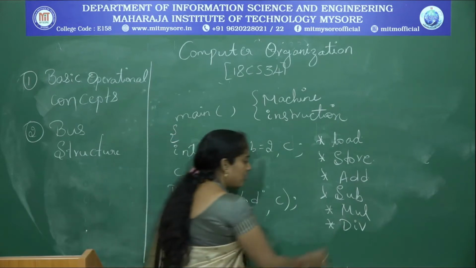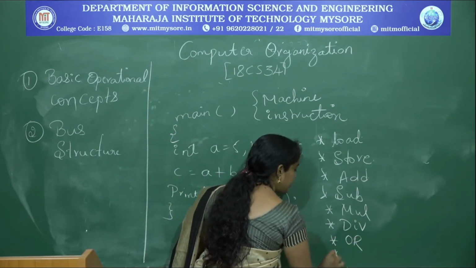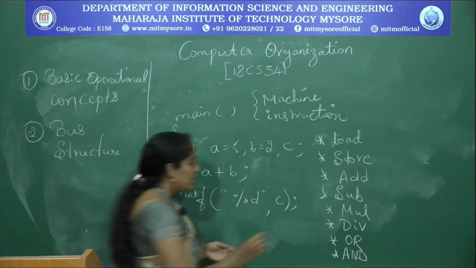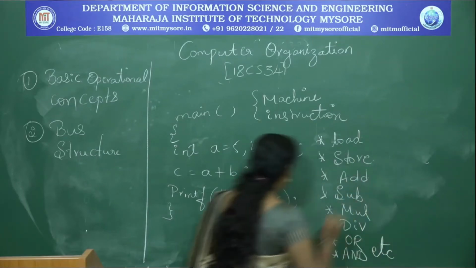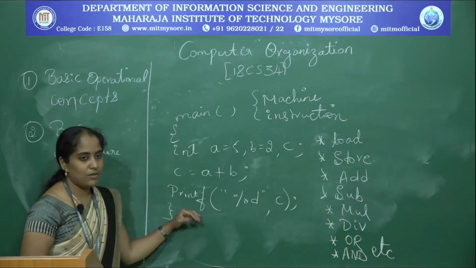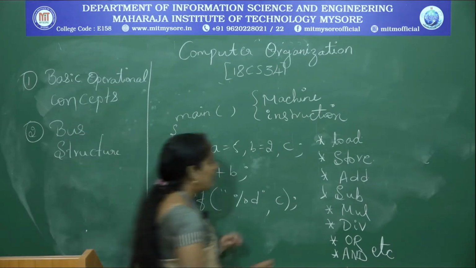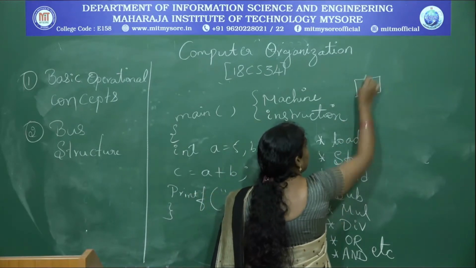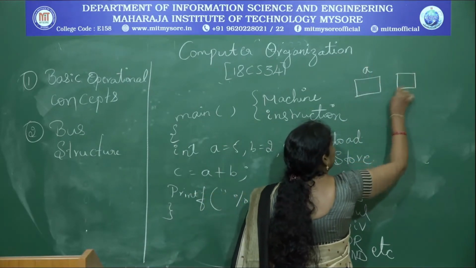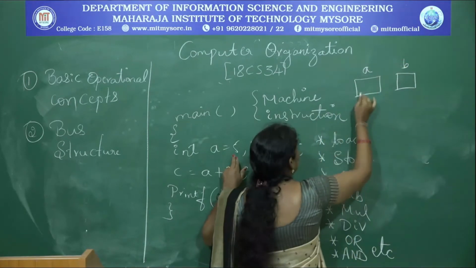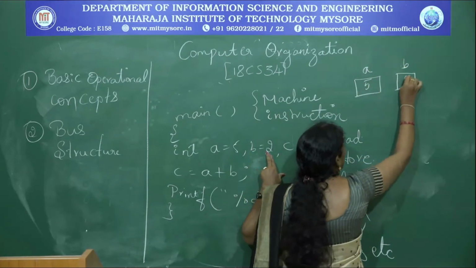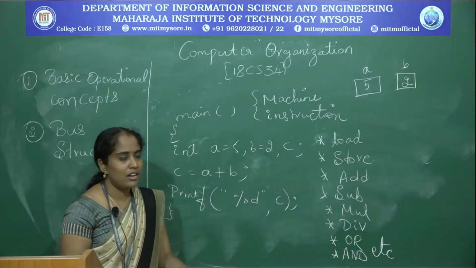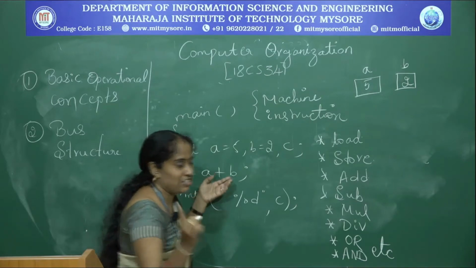And likewise, for logic operations, OR, AND, these are all the instructions. Okay, so take an example of this. This will be converted into instructions, right? How? Here, first in your main memory, this is A and this is B. A will contain the value 5 and B will contain the value 2, right? So for adding these numbers, this will be converted into instructions.